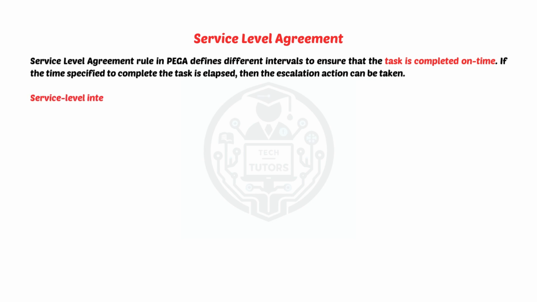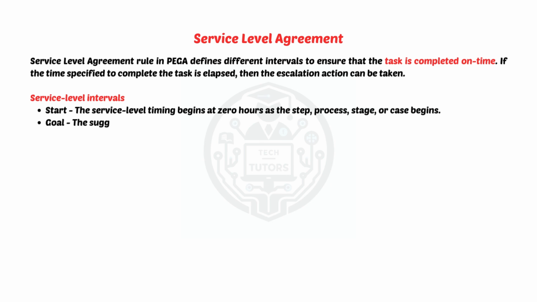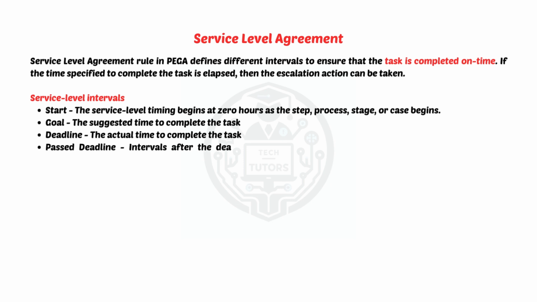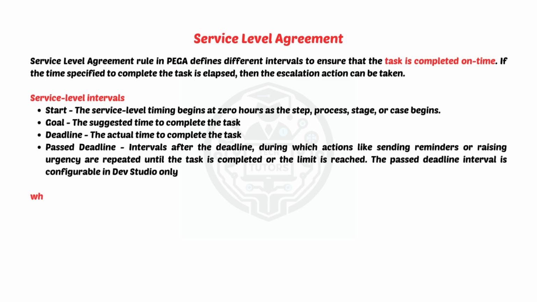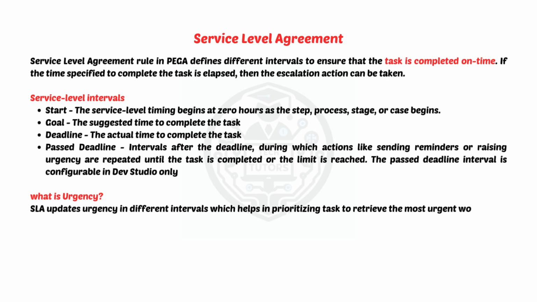The intervals include: the timer begins as soon as the task starts. The goal is the ideal time to complete the task, serving as a suggestion to finish it promptly. The deadline is the final time limit to complete the task before it's considered late. If the task isn't finished after the deadline, additional actions, like sending reminders or increasing urgency, are triggered to ensure it gets completed. SLAs are critical for ensuring tasks are prioritized and completed on time.